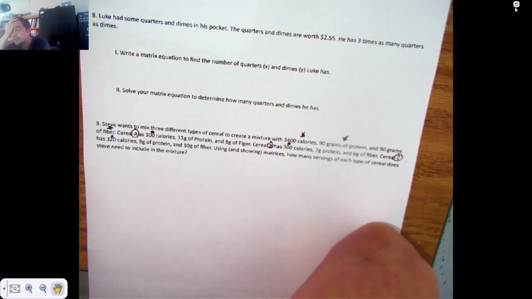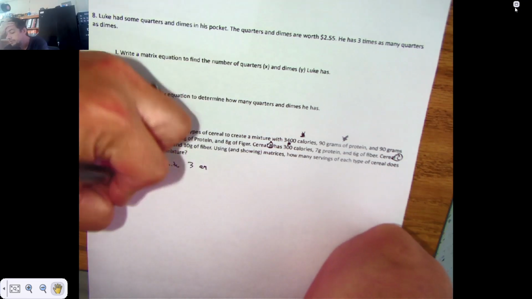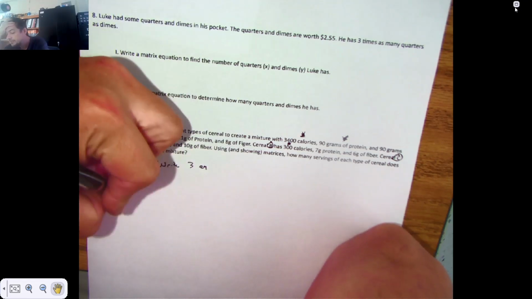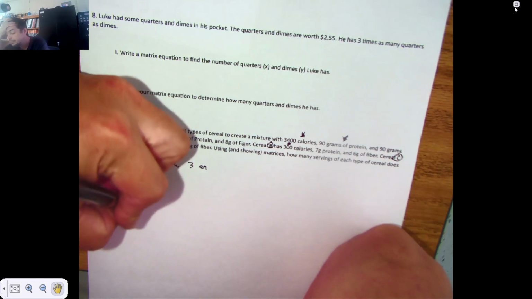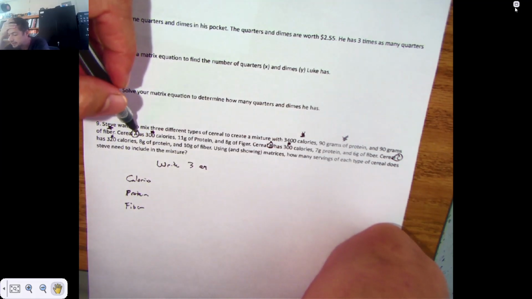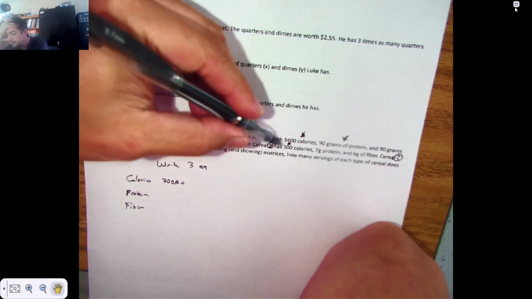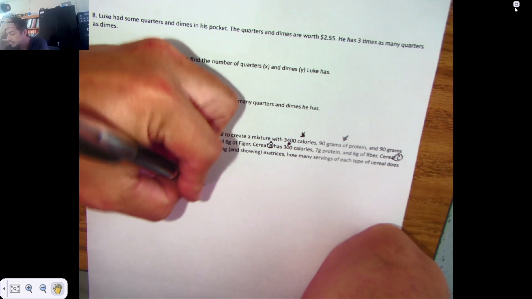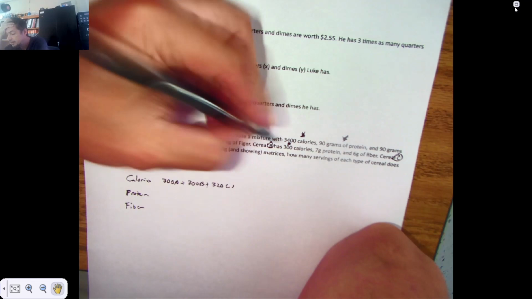What I'm going to do is write an equation for calories, for protein, and for fiber. I'm going to write 3 equations, and I'm just going to use the letters A, B, and C. So let's talk about calories. Cereal A has 300 calories, 300A, plus cereal B, 300B, plus cereal C, 320C is 3,400.